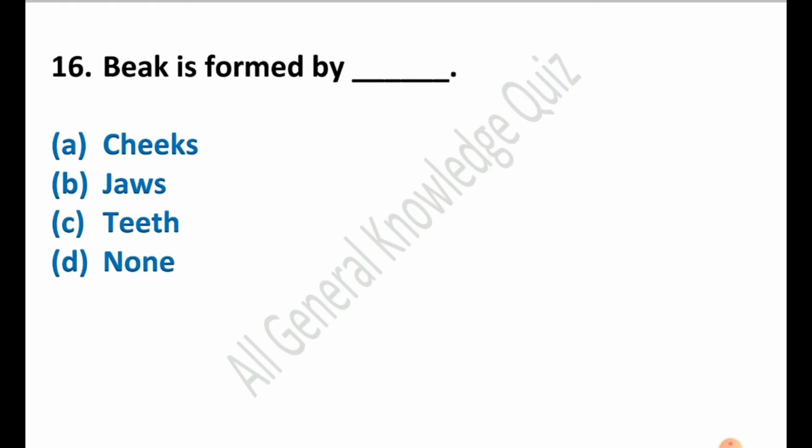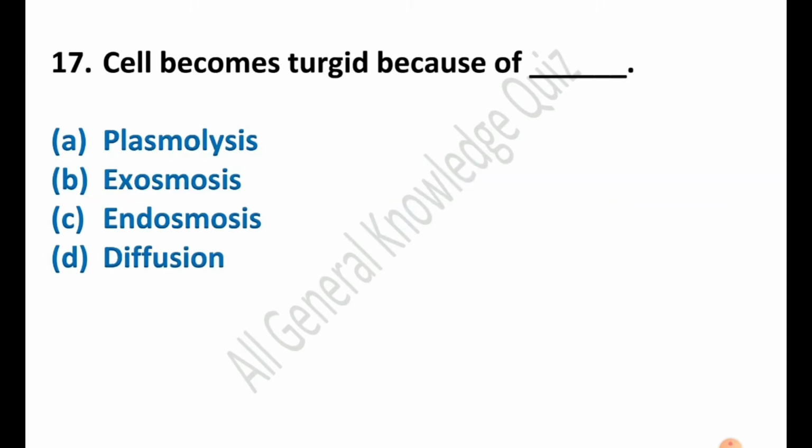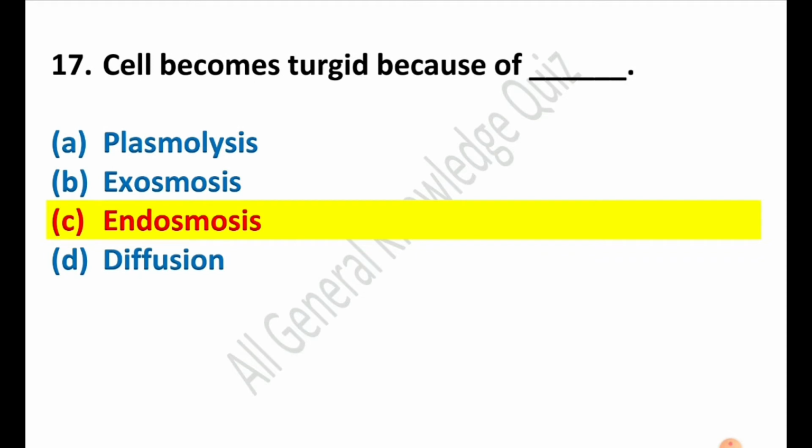Question number 16. Beak is formed by option A, cheeks, option B, jaws, option C, teeth, option D, none. The answer is option B, jaws. Beak is formed by jaws. Question number 17. Cell becomes turgid because of option A, plasmolysis, option B, exosmosis, option C, endosmosis, option D, diffusion. The answer is option C, endosmosis. Cell becomes turgid because of endosmosis.